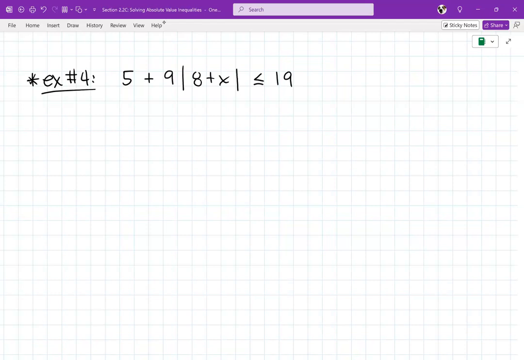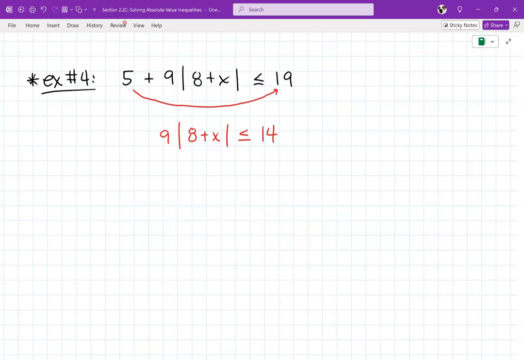So, what do I want to move first? The 5. Let's get rid of that 5. I'm going to subtract it. Okay? I'm going to subtract it. So this is going to leave me with 9 absolute value of 8 plus x less than or equal to 14. Now we're going to get some weird fractions, so I hope you guys don't mind.